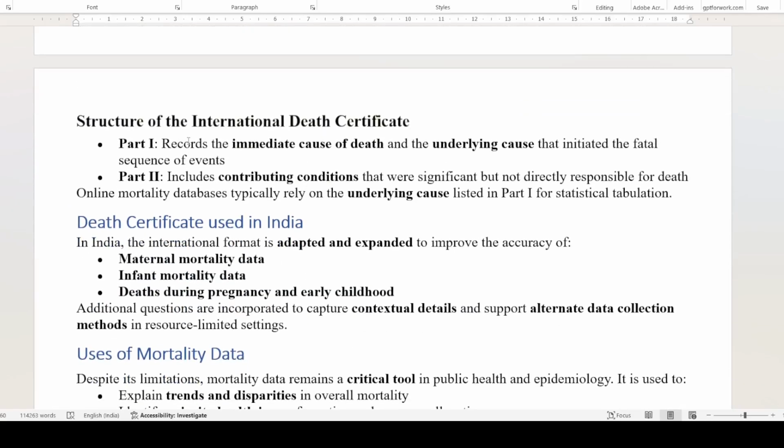So number one, in this format, the certificate should have the immediate cause of death registered. The underlying cause of the death should be written. And the second part should be the contributing factors, the risk factors, underlying causes. These all should also be mentioned in the death certificate. And this is the format of the international death certificate.